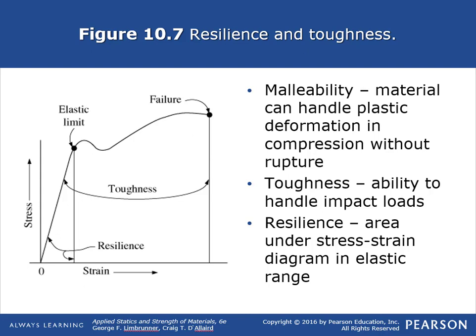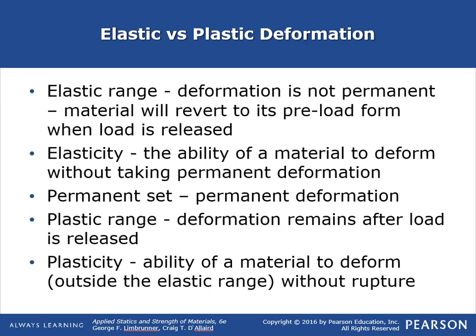You might have skipped a slide here. Let me go back. Elastic range: deformation is not permanent. The material will come right back to its preload form. Think of it this way: you get a bar, you apply a tensile load to it, and that bar is going to stretch. That's your strain. As long as you don't exceed the elastic limit, when you take that load away, it's going to come right back to where it was. So that's elastic deformation.